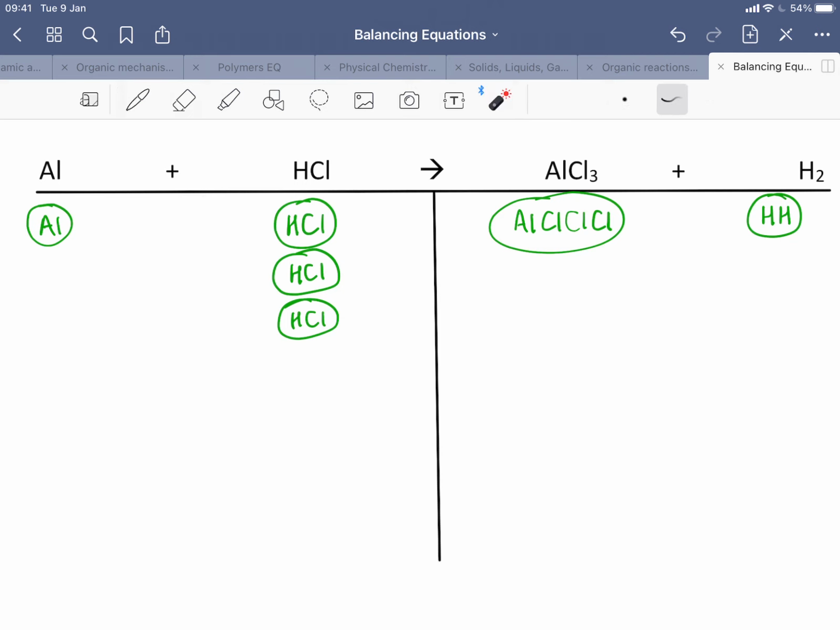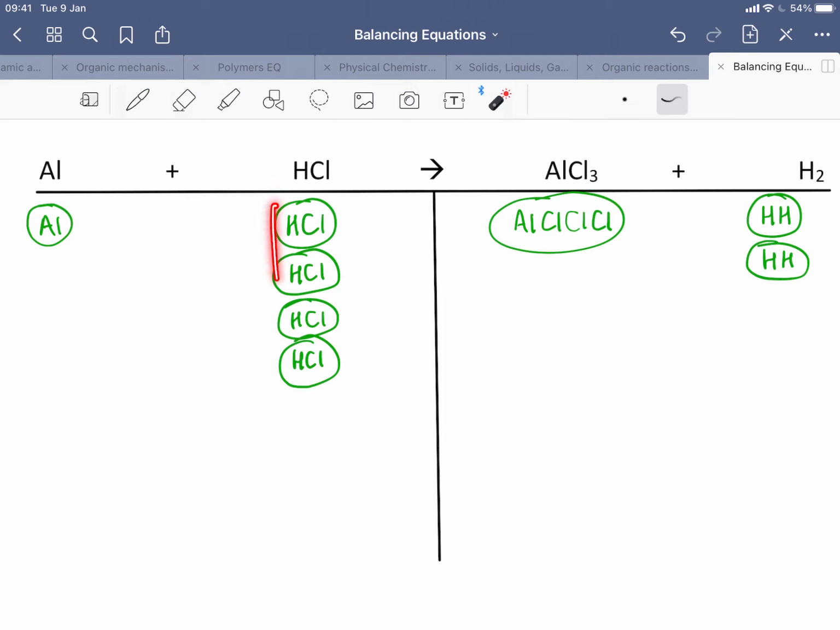Just check the chlorines now. I have 3 chlorines. I have 3 chlorines. Fantastic. But I have added another bubble which contains an H. So let's just check the H's. I've got 3 hydrogens. I've got 2 hydrogens. Okay, that's no good. So I need to add another bubble on the right which contains the hydrogens. There we go. So now I have 4 hydrogens. Oh, but I only have 3 hydrogens on the left. So I have to add another bubble on the left.